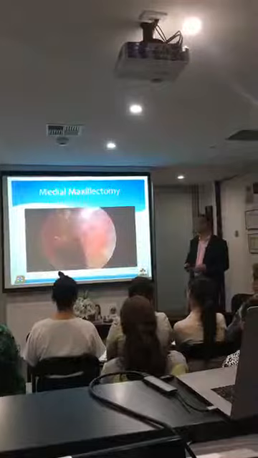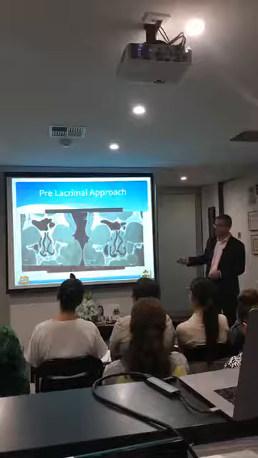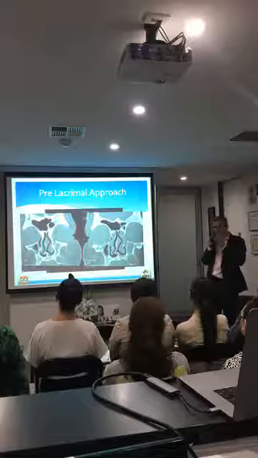So the medial maxillectomy, we won't go through it. The prelacrimal approach is another way we can get into a sinus without having to do these big openings. And sometimes we get these very anterior odontogenic cysts, and we can actually make a cut right at the front of the nose, push the front wall of the nose to the side, come in, remove it, and then close it off as well.